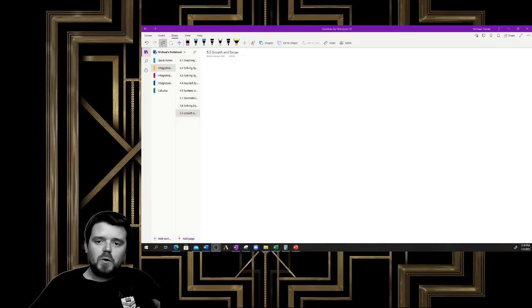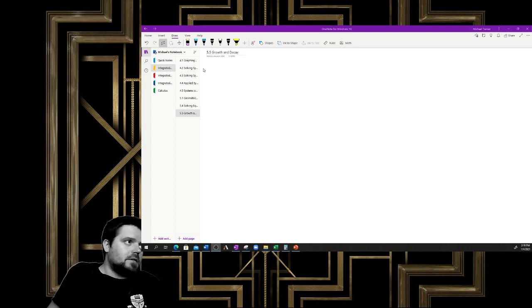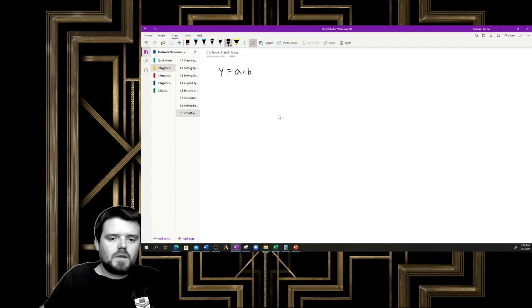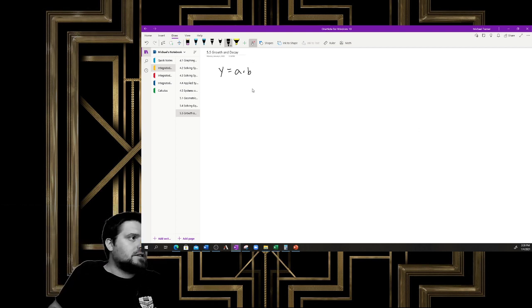Okay. So let's step back for a second. To look at growth and decay, it's going to require us to look at our parent function. Now, we expanded our parent function a little bit when we were talking about transformations, right? We added in that h and k so we can move it up, down, left, and right. But your base parent function for growth and decay is y equals a times b to the x. So y equals a times b to the x.